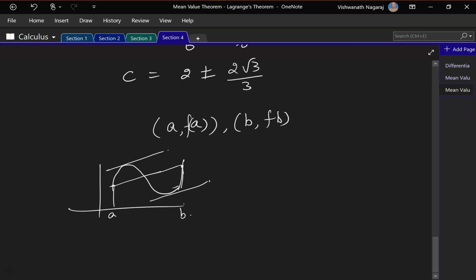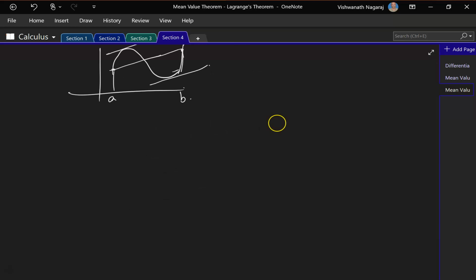They both are parallel to the chord. Yes, so we have seen one application of Lagrange mean value theorem. Now let's look at the second problem.